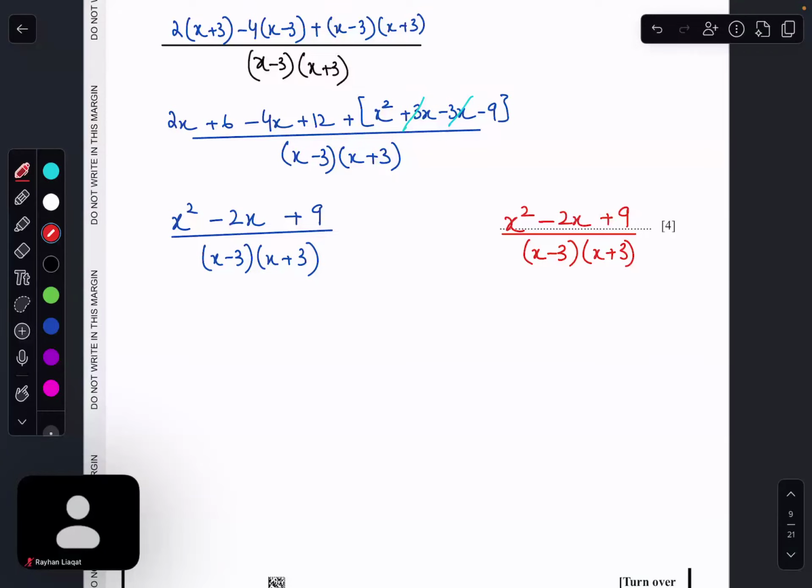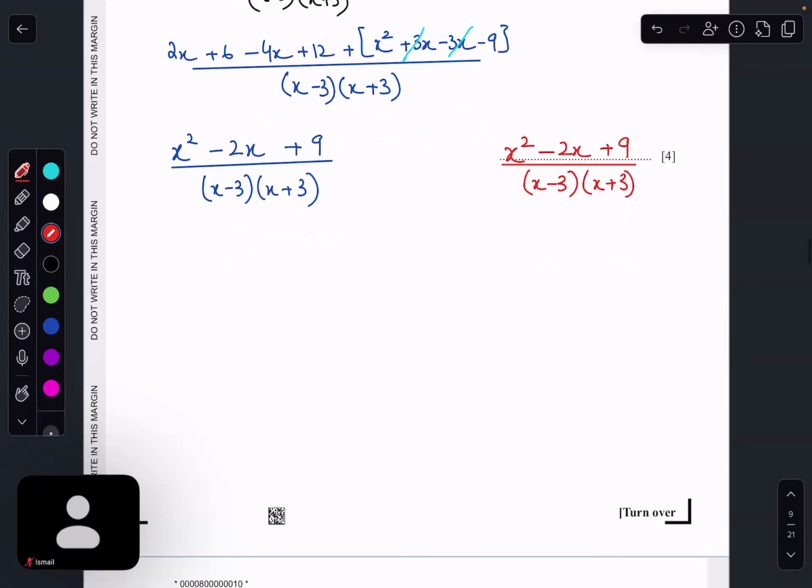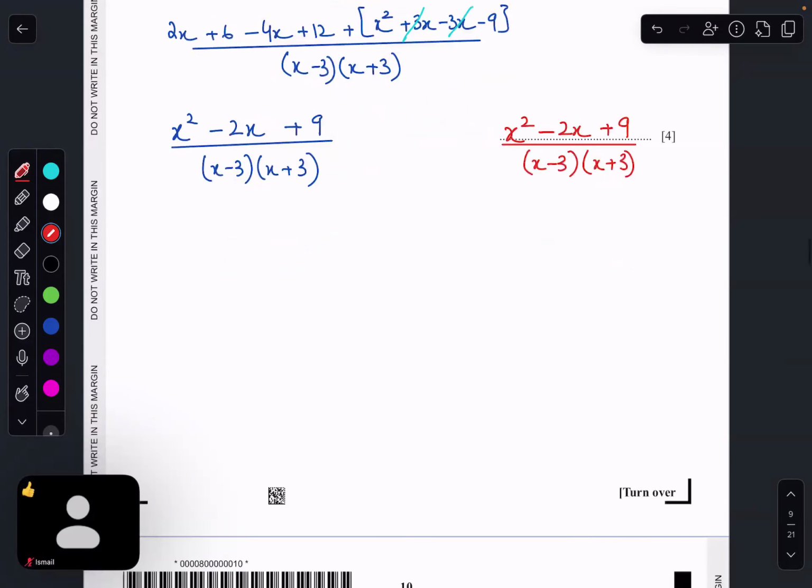Yes, Ismail, ask. I had written x square minus 9 below. X square minus 9, that's also fine. That's fine. Okay. If you want to expand the brackets in the denominator, that is also fine.